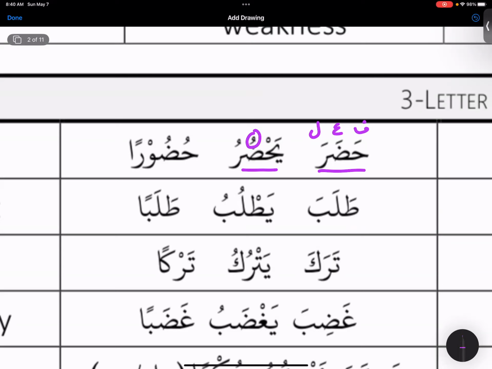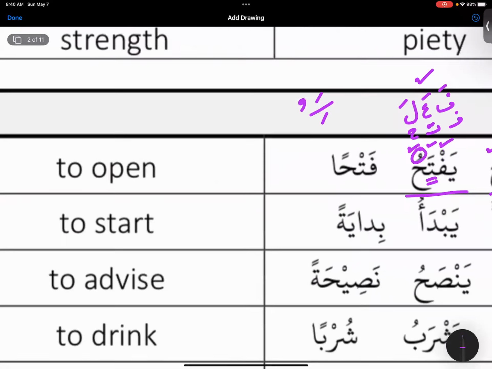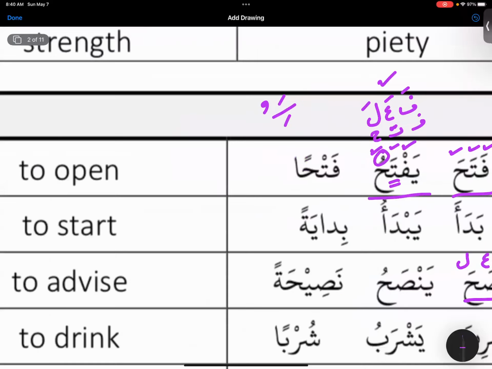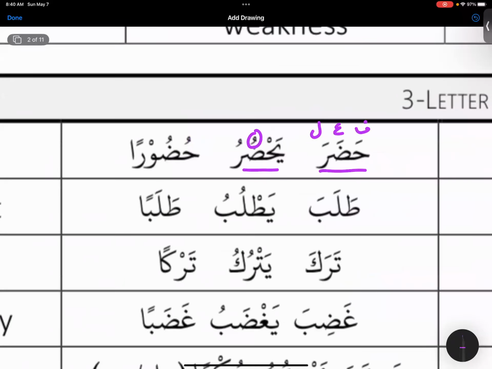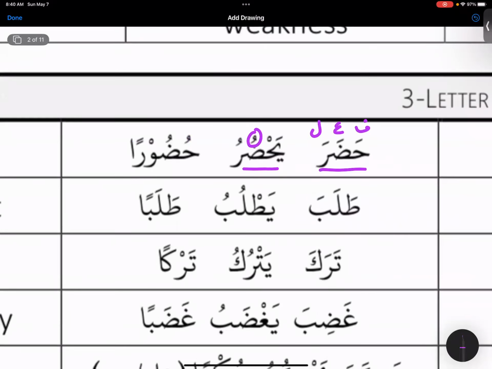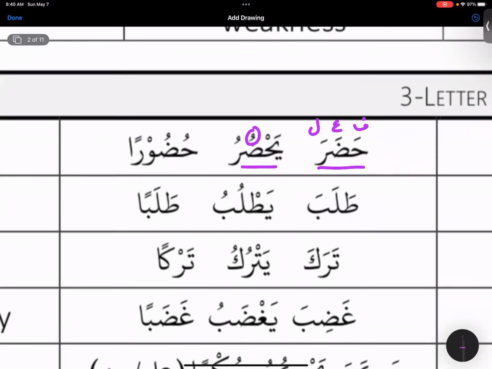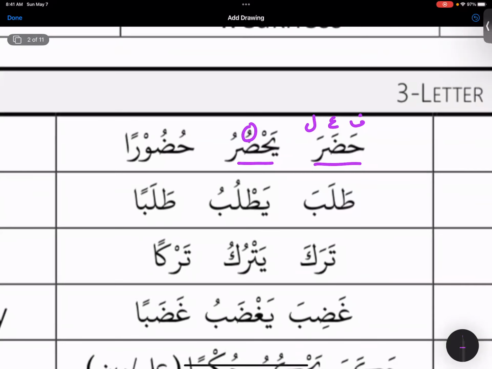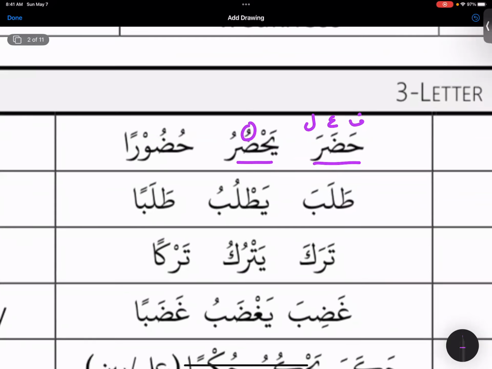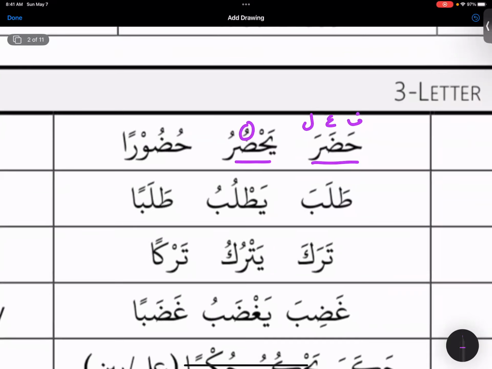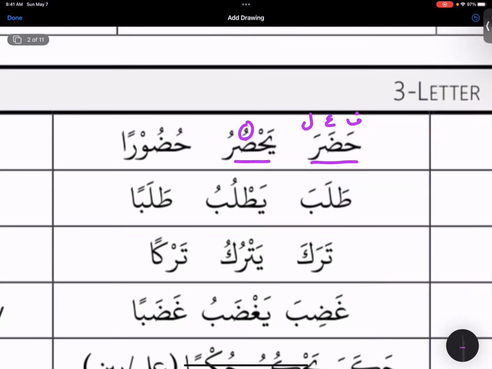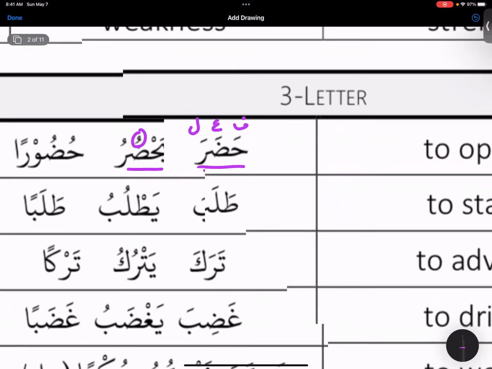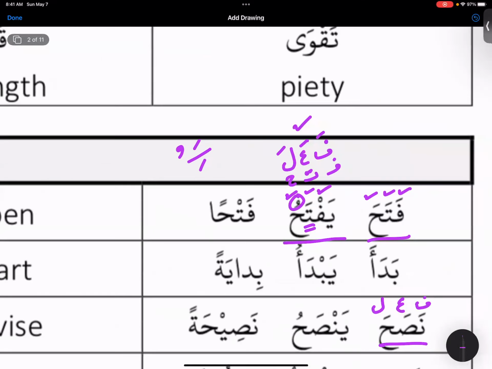Why is it happening? Because this one, Bab Fataha, is a different bab, a different family, and this hadara is a different family. How are we going to find which verb falls into which category, family or bab? This is basically the dictionary, and this is basically our learning as we go. Practice.